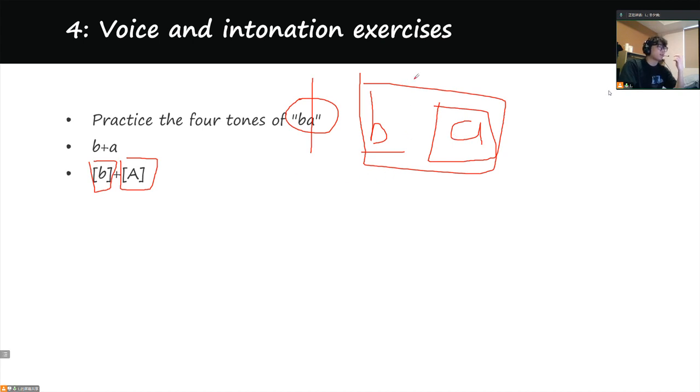And then when we use 5 different tones, what will it be? 把. Okay, the first one is 八, the next one is 把, the third one is 把, the fourth one is 把, and the last one is 把.